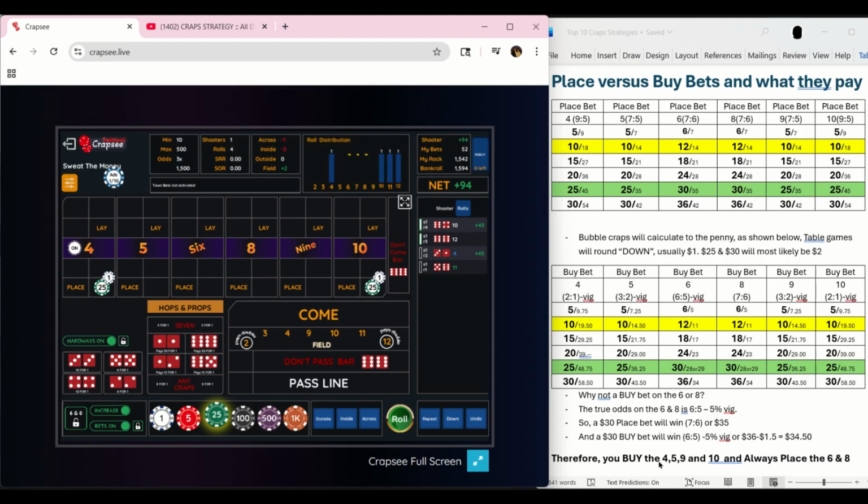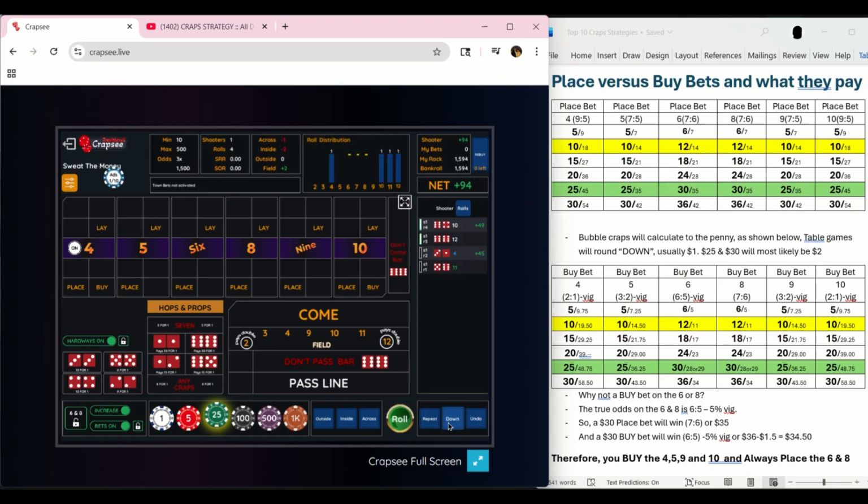If you can buy the 4, 5, 9, and 10, you should, and you should always place the 6 and 8. Okay, so I'm hoping that explains a little bit, because I notice a lot of videos that show bubble craps will just automatically start putting bets across, and if they put in a $25 bet across, the 6 and the 8 would be place bets, and the 4, 5, 9, and 10 would be buy bets. Let me see if I can show that.